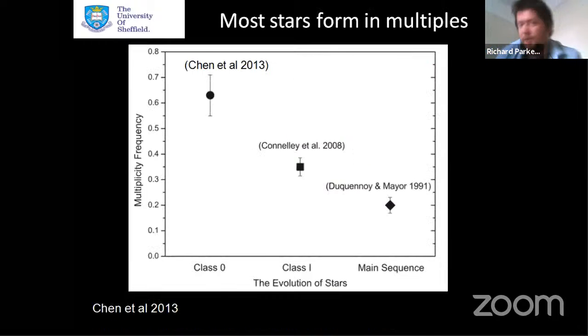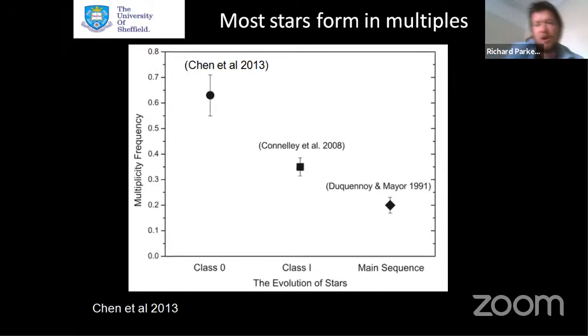There's an added complication which I haven't really touched upon yet, and that is that most stars don't form as singles, they form as multiple systems. And furthermore, the initial fraction of stars that are in multiple systems is very, very high. So we think multiple star formation is the preferred or dominant outcome of star formation. This plot is showing the frequency of multiple systems as a function of their age, right the way from the earliest protostellar objects, class 0 objects, to pre-main sequence class 1, class 2 objects, right the way down to the main sequence stars.